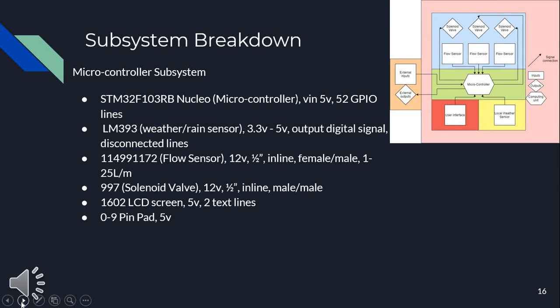1602 LCD screen for the user interface. It's 5 volts and it has two lines on it that we can output text to. And then the 0 to 9 pin pad is pretty self-explanatory. But it also runs on 5 volts. So the screen and the pin pad being the same voltage, and the flow sensor and the solenoid valve being the same voltages will be beneficial to us in our building process.